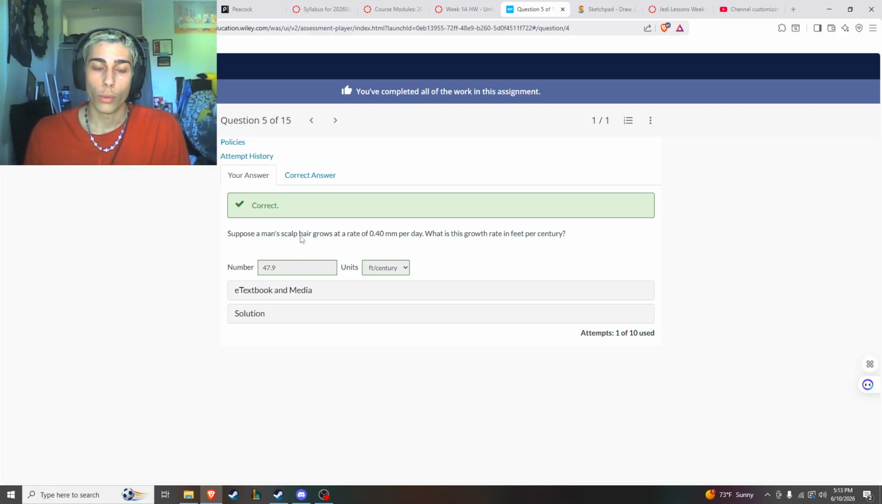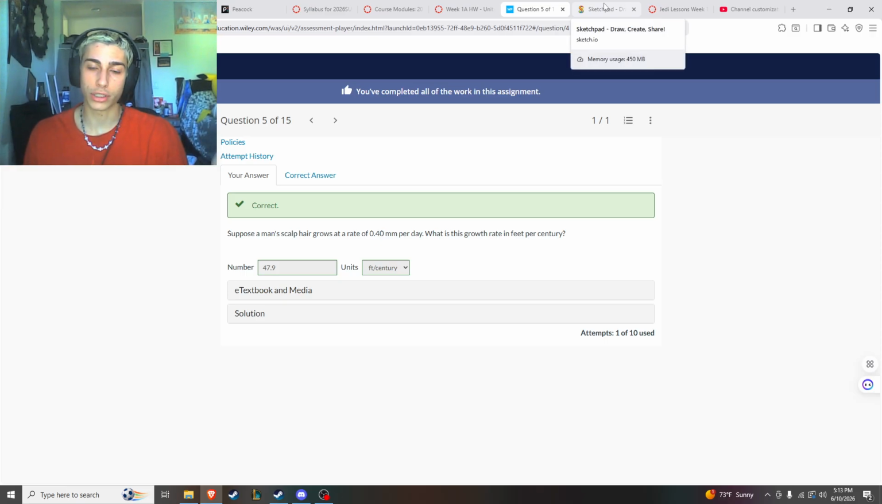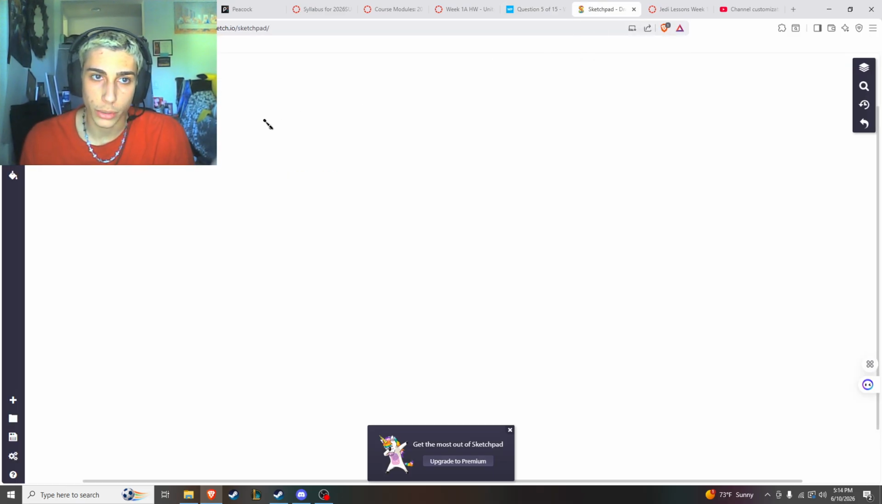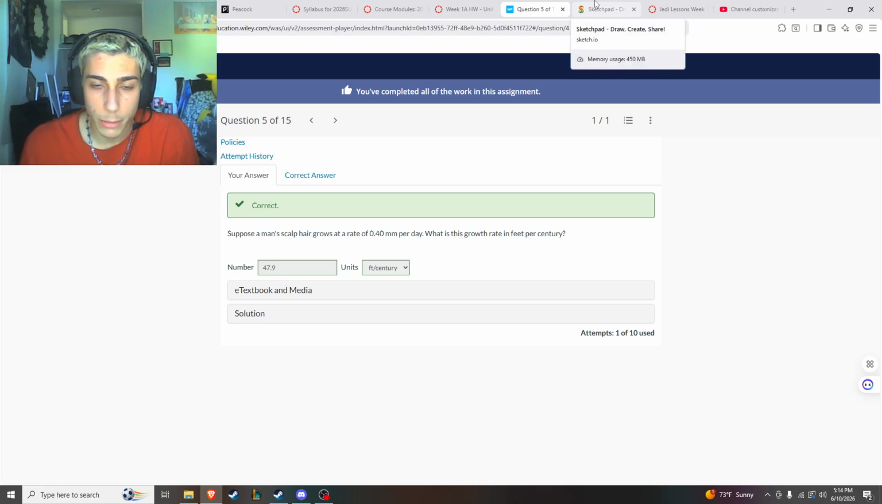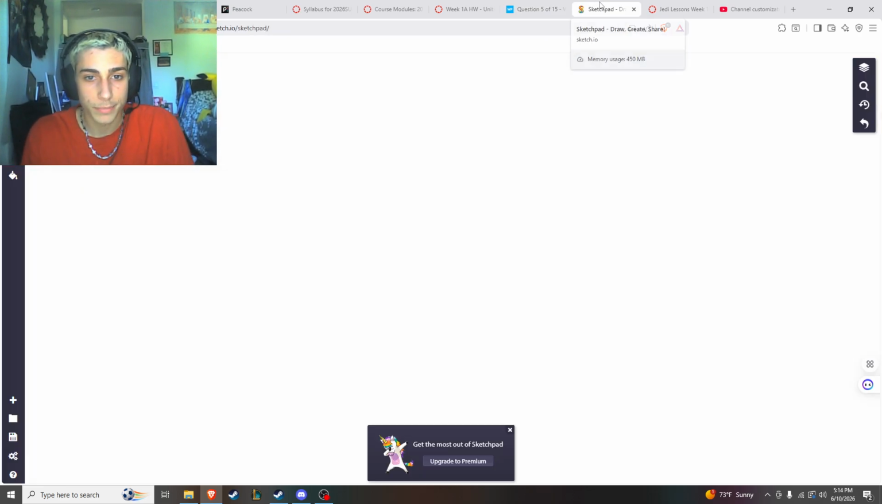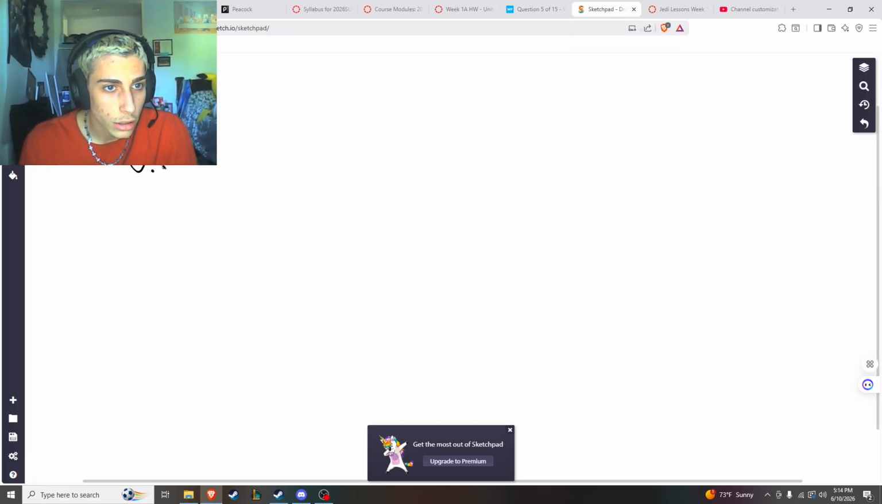So when I saw this question, the first thing obviously is dimensional analysis, which I'm pretty familiar with because chemistry took me down that road. So we start with 0.40. I'm going to be using the sketch pad. Millimeters, and then the magic 1, obviously.